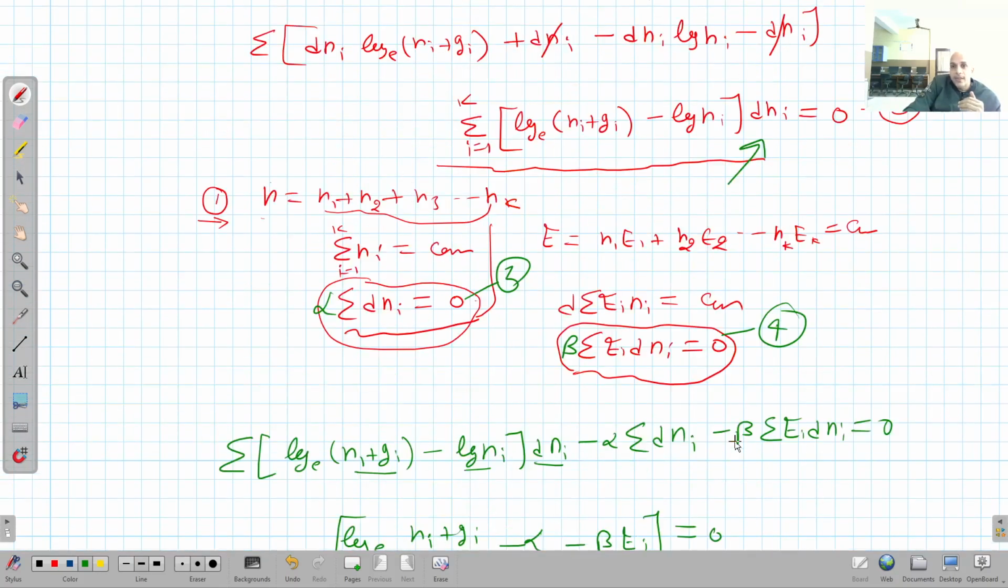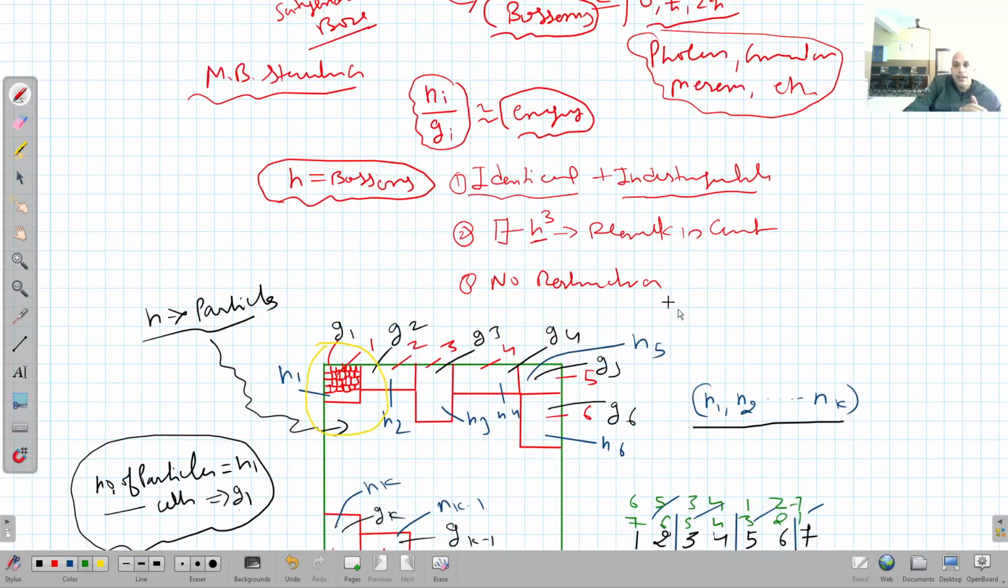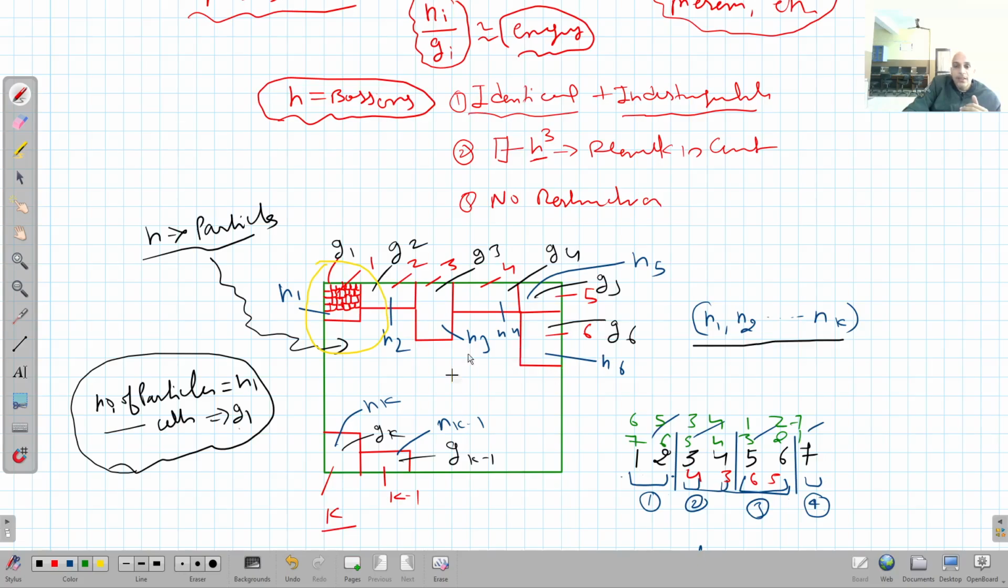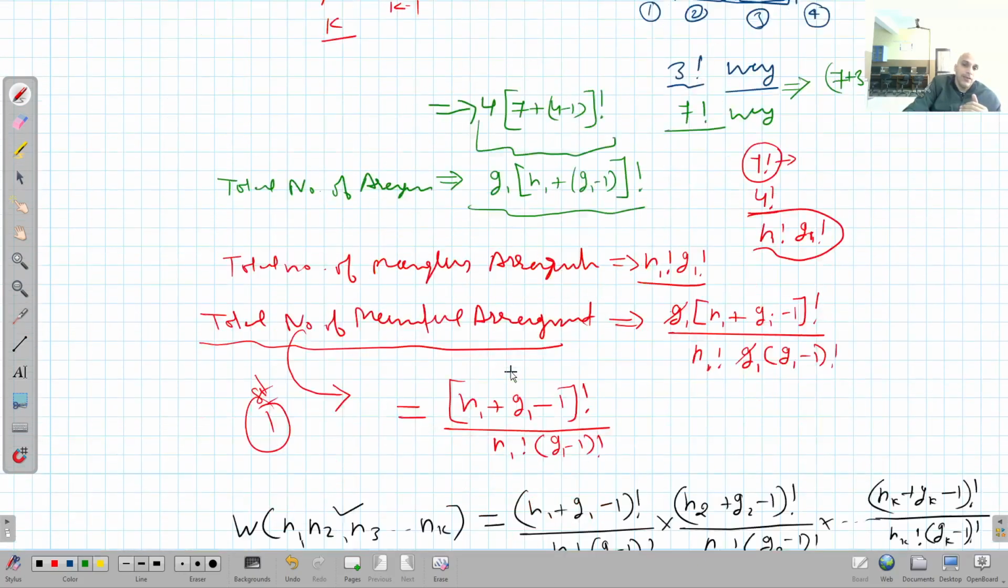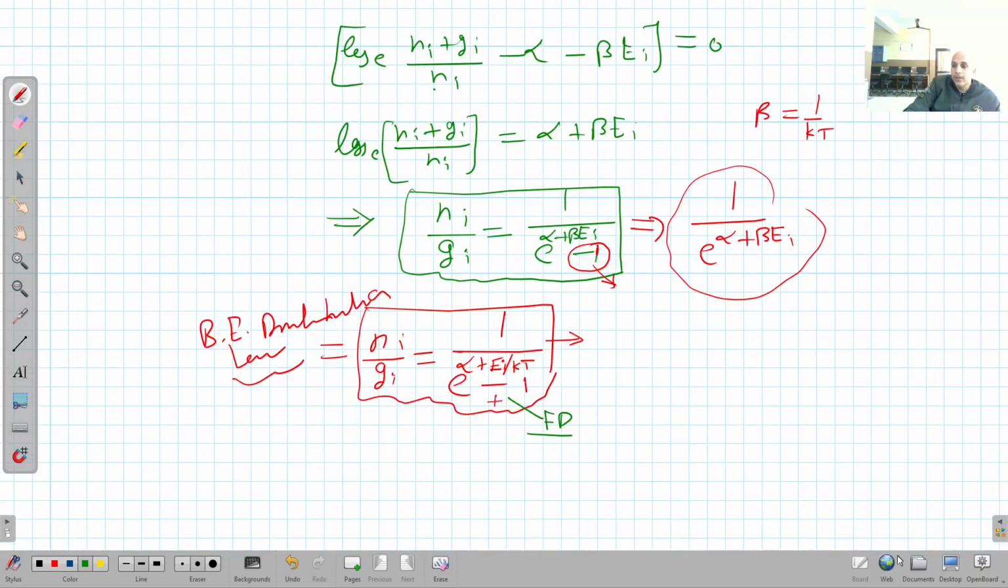We have derived it by considering N indistinguishable identical bosons and distributing them in different compartments, and then we arrived at this result. Right. So thank you very much.